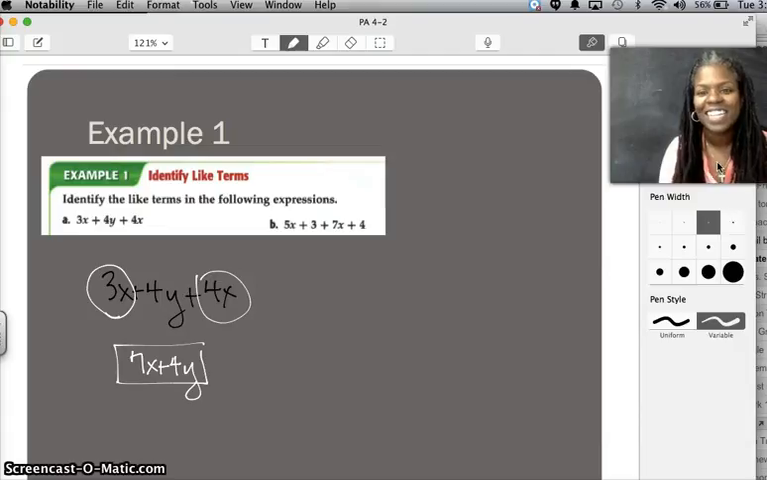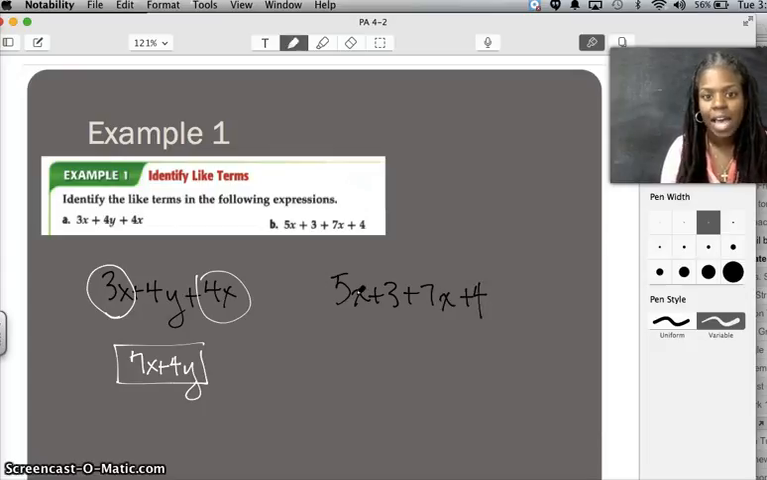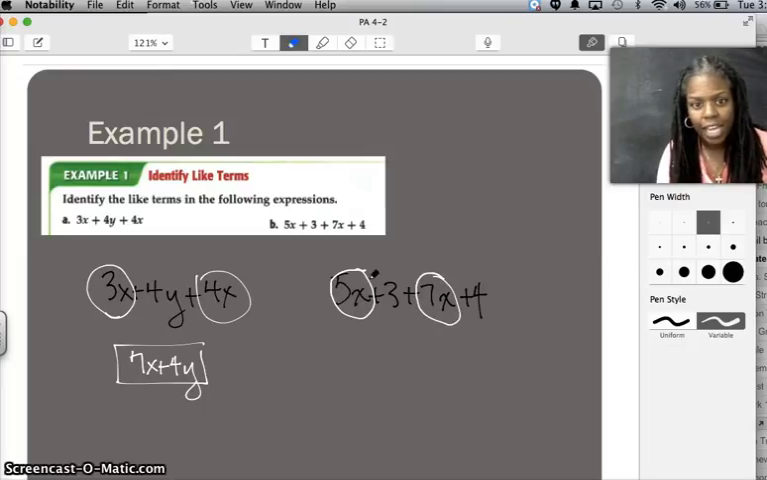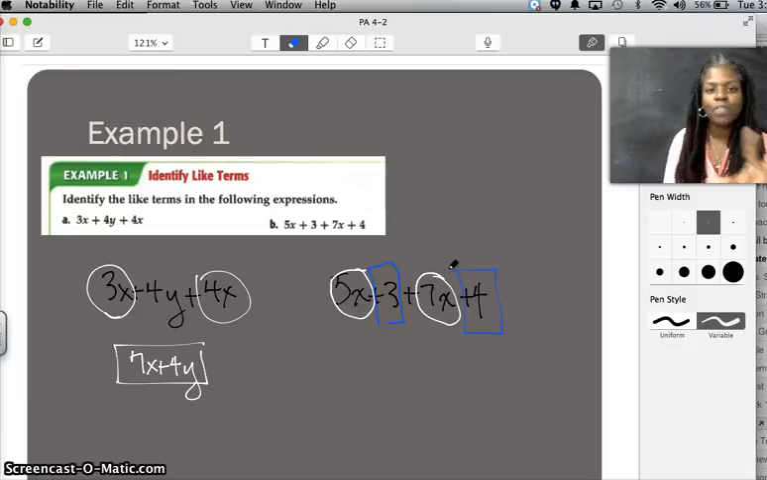All right, let's go ahead and look at this next one, part B. Part B is 5x plus 3 plus 7x plus 4. What I'm going to do again is to identify like terms. 5x is also an x term as 7x is an x term. And notice here, 3 is a constant, which is a term, and 4 is a constant. So we've got two pairs of different like terms.